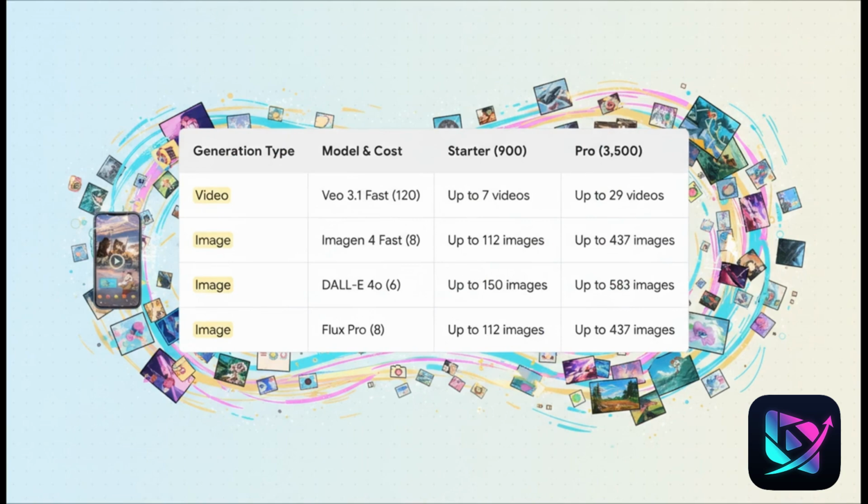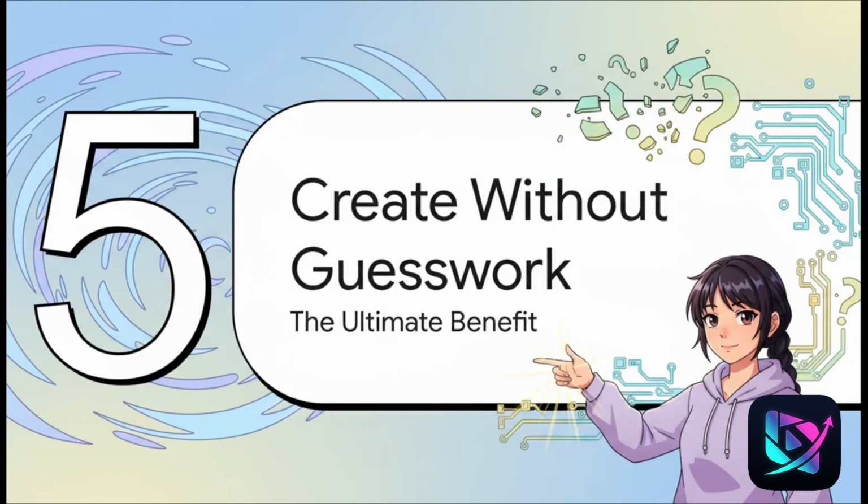Okay, this table is where those abstract numbers get real. So with the 900 credits from the Starter plan, you could make up to 7 high-quality videos using Veo. Or, if you're focused on images, that's over 112 amazing images with Imagen 4. Now jump over to the Pro plan with its 3,500 credits, you're looking at maybe 29 videos or well over 400, almost 500 images. But here's the best part, you can mix and match. You're not locked in. Make a few videos, generate 100 images, it all just comes out of that one flexible balance.